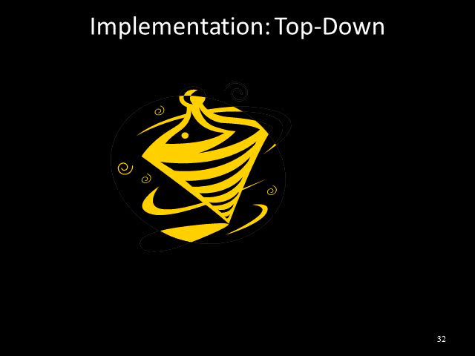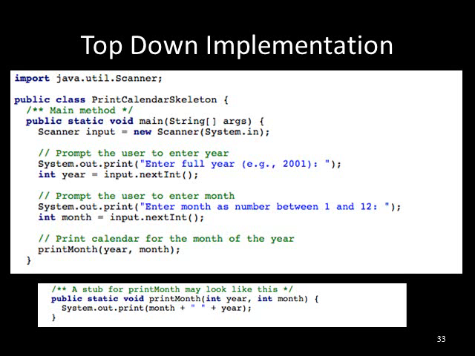Let's implement the main method first, and then use a stub for the print method. For example, let the print method display the year and the month in the stub. Thus, your program may begin to look like this. We use stepwise development and testing. That is, write a method and test it. Then write another method and test it.